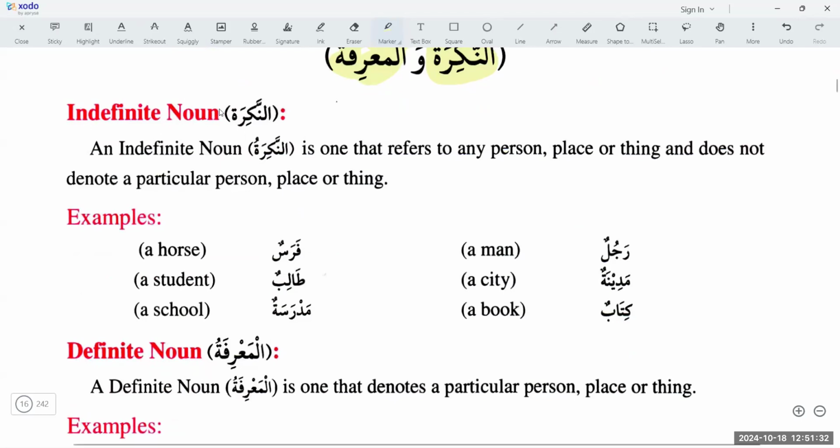What is an indefinite noun, an-nakiratu? An indefinite noun is one that refers to any person, not a specific person, any place, not a specific place, or anything. Ism nakira, an indefinite noun, doesn't denote a particular person, place, or thing.